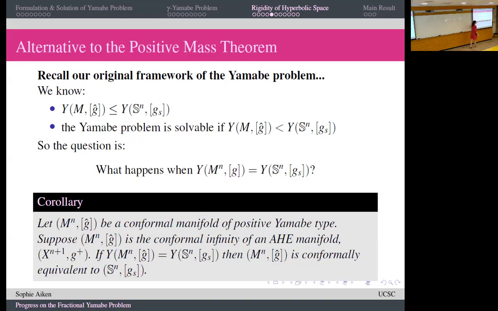So if I have my boundary of positive Yamabe type, which just means that the Yamabe constant is positive, but for us, we're going to assume that it's equal to the sphere, so that's no restriction, then we get that our boundary is actually conformally equivalent to the sphere, and the interiors are isometric. Okay, so this is a way to finish proving the Yamabe problem without using this massive machinery of the positive mass theorem that happened to apply here. This is a much more direct way to finish that out.